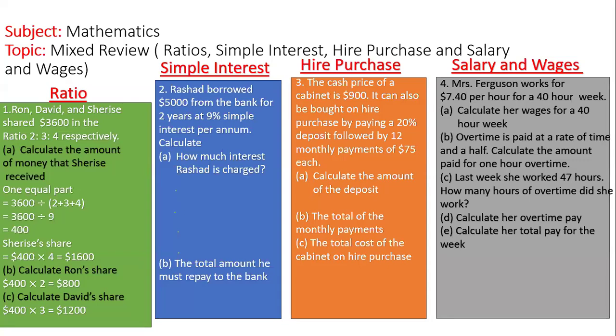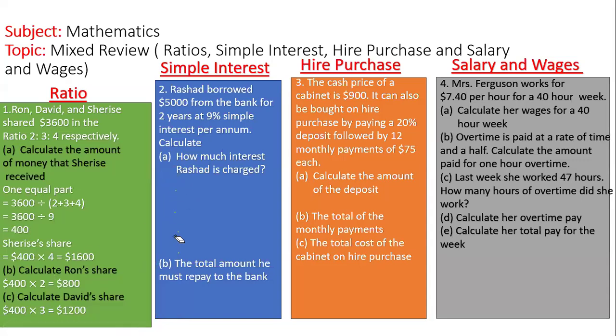Good. Now for simple interest, what's the formula? P times R times T. Very good. So simple interest is going to be P times R times T over 100. Well, first let's say what we have.